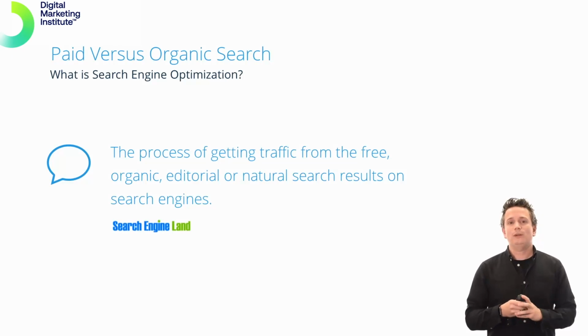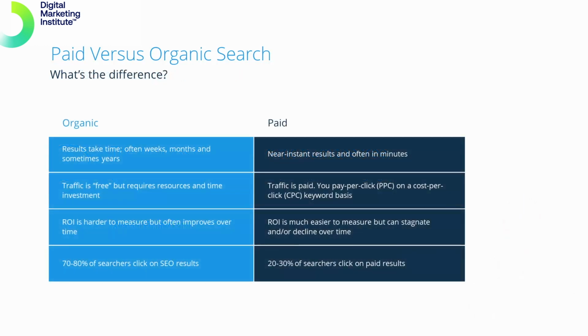So what is search engine optimization? Well, it's the process of getting traffic from free, organic, editorial or natural search results on search engines. And that's a definition by Search Engine Land, which is a leading search engine news website. So let's have a little look at the differences between paid and organic search.